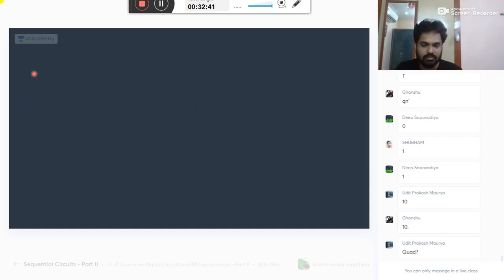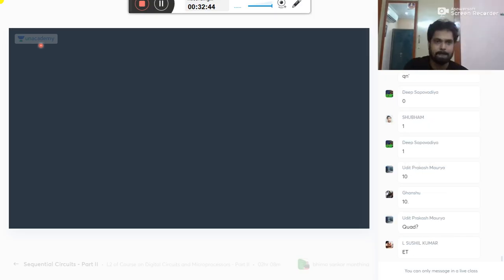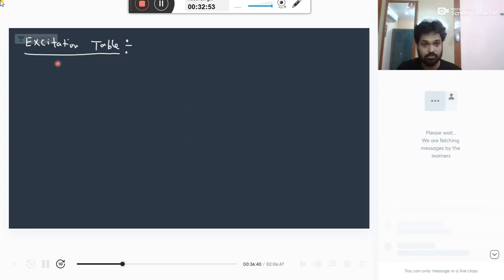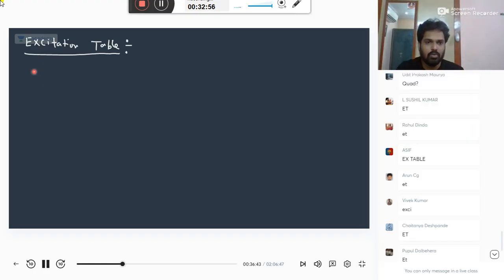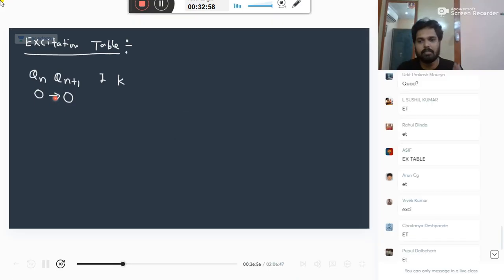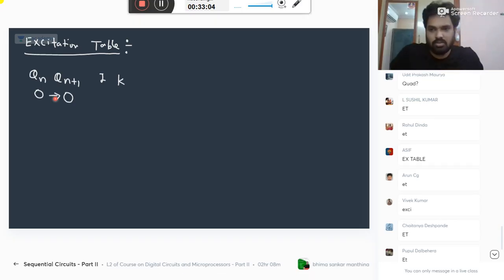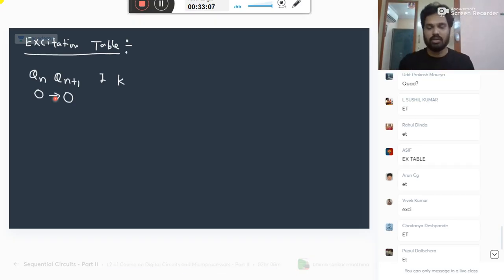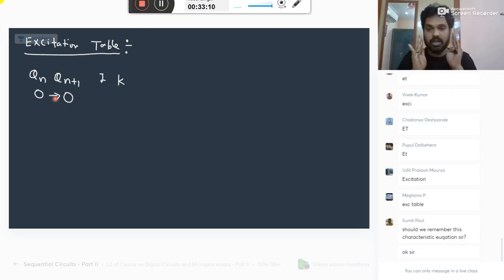What is the next one we discuss? Excitation table. So how to make the excitation table is in reverse. Please remember 2 points here. In the JK flip-flop truth table, if present and next are same, your input should be 0, 0. If present and next are different, your input should be 1, 1. Keep that in your mind.